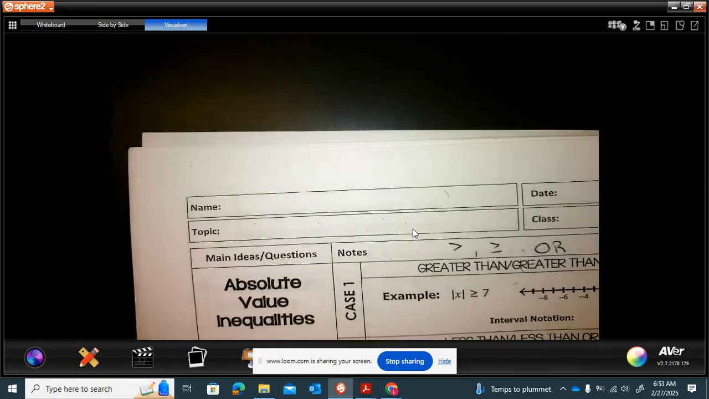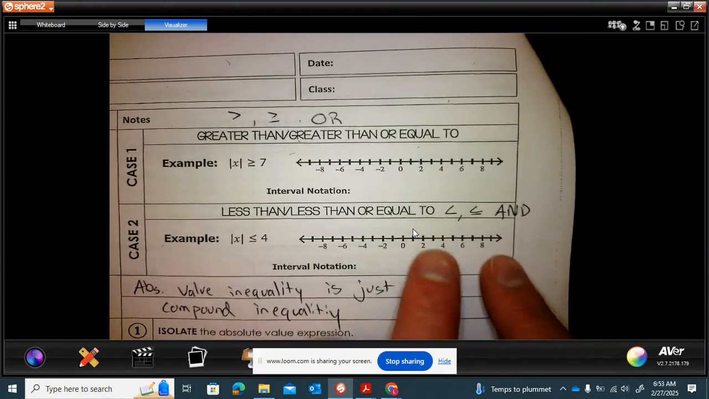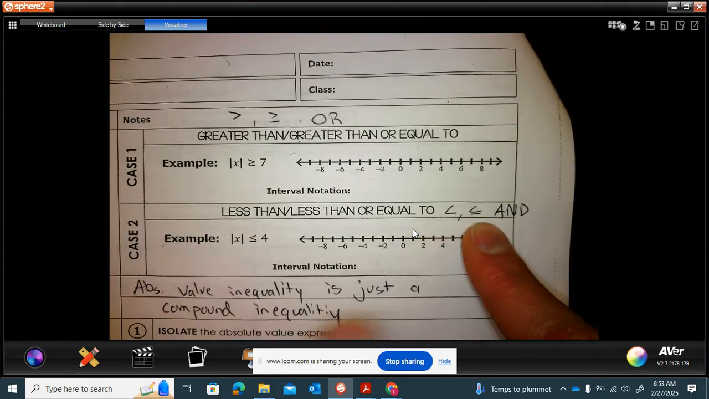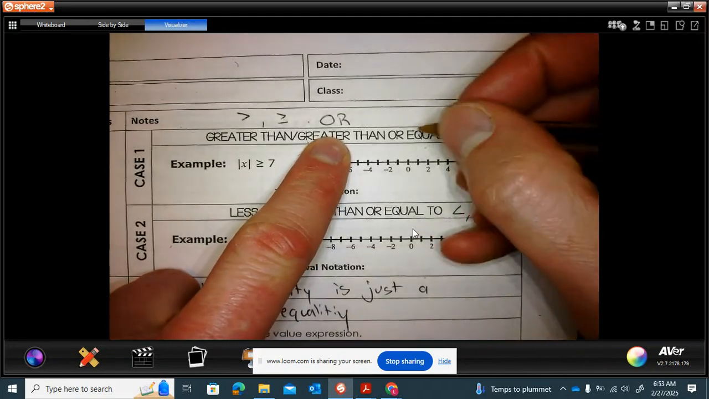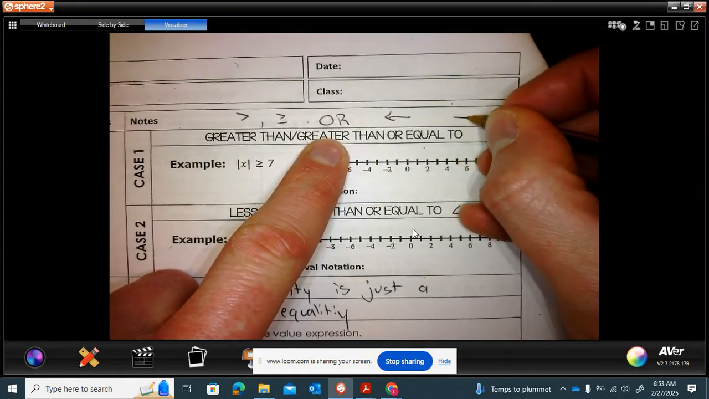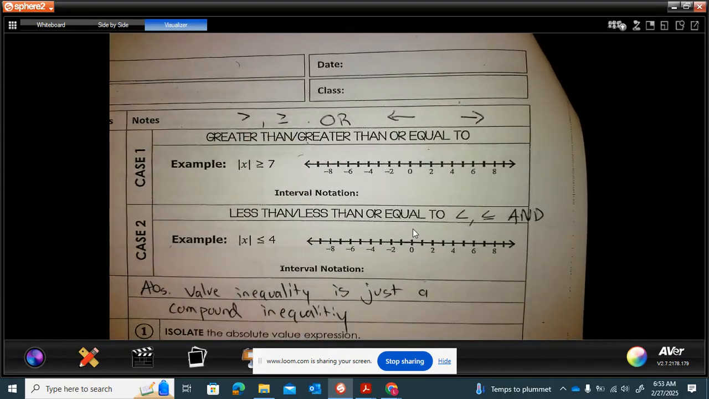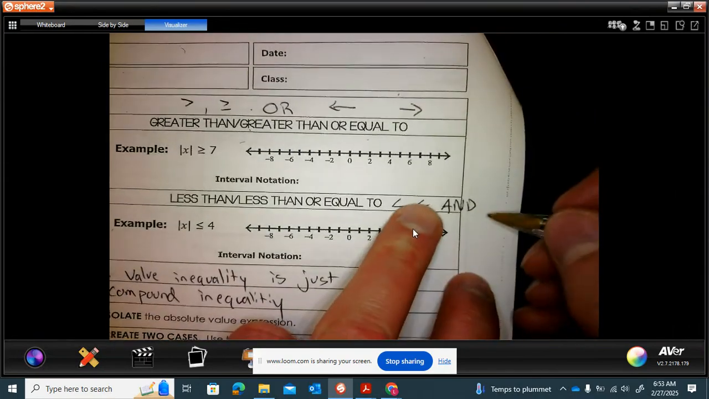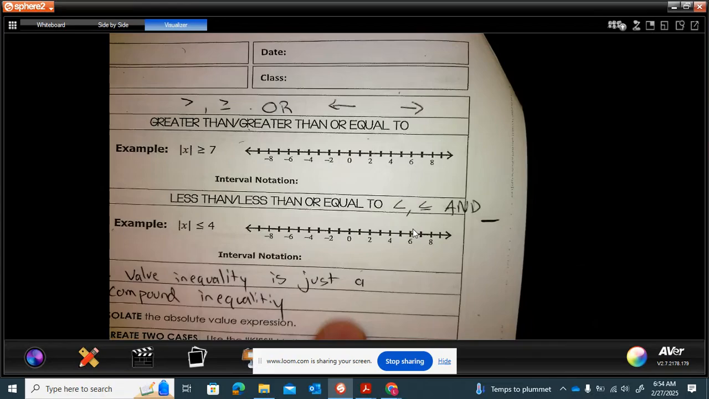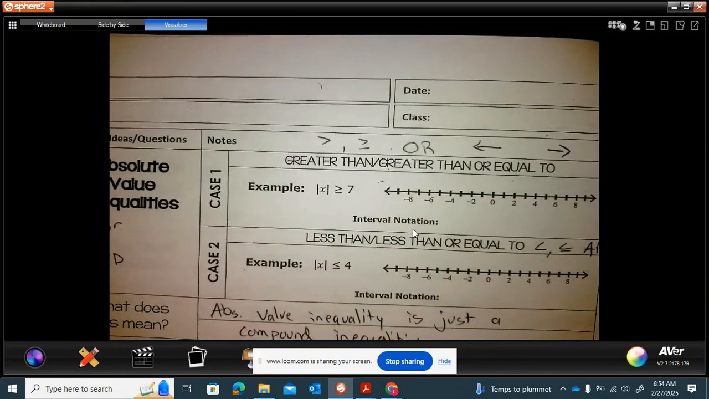If you don't know your symbols, these two are greater than or equal to. These two are less than or equal to. So if you're given the first one, this is a greater than or equal to, so we're going to have an or compound inequality. That means at the end, it's going to be two arrows going out forever. If you have a less than or equal to, it's an and, and it's going to be shaded in between. So ands are shaded in between, ors are going out.